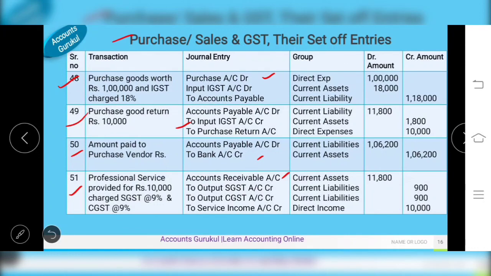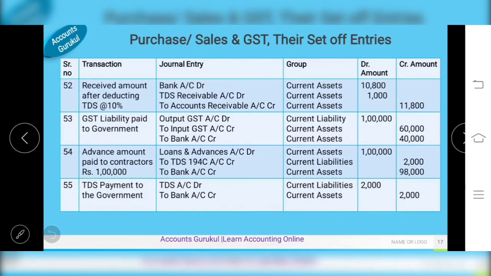11,800, to output SGST account credit for 900, to output CGST account credit for 900, and to service income. So the actual 10,000 is our income, that's a credit and a direct income, and the other 900 and 900 of SGST and CGST, we are collecting on behalf of the government and we have to make this payment to the government.